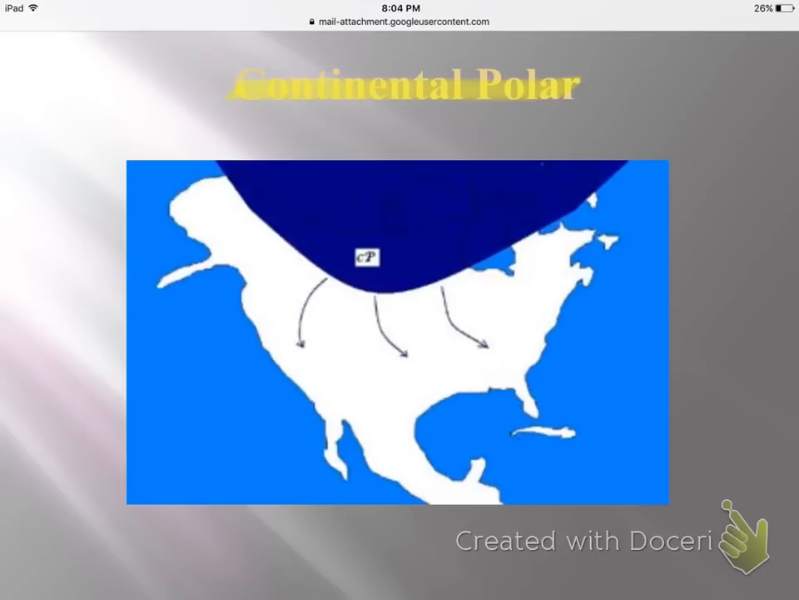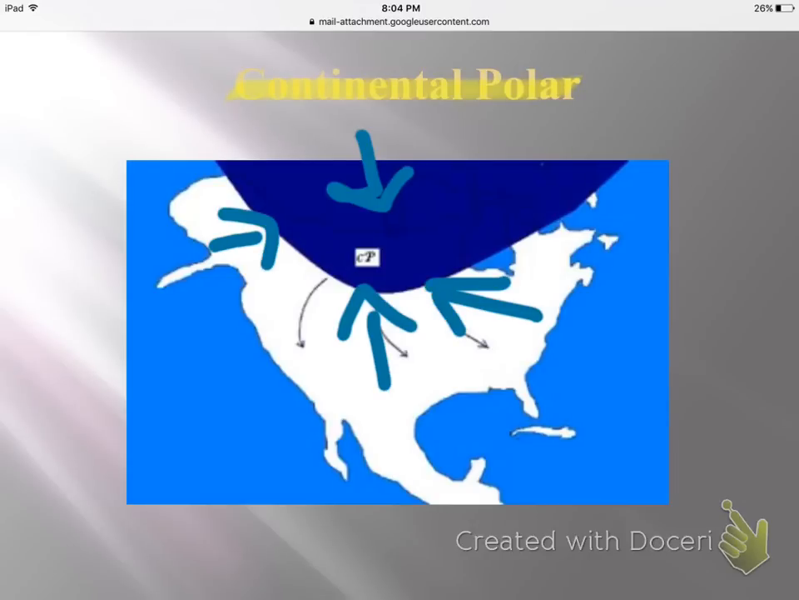The next one is continental polar. Polar, once again, meaning that it's going to be a cold air mass coming from up north. And continental, meaning it's forming over the land. Okay, it's not picking up moisture from any body of water. It's going to be a continental air mass, meaning it's dry and it's forming over land.